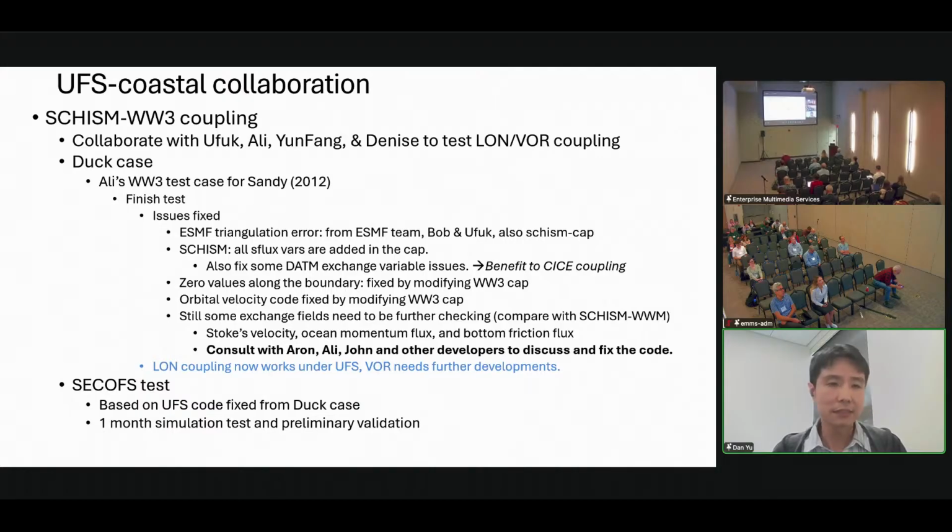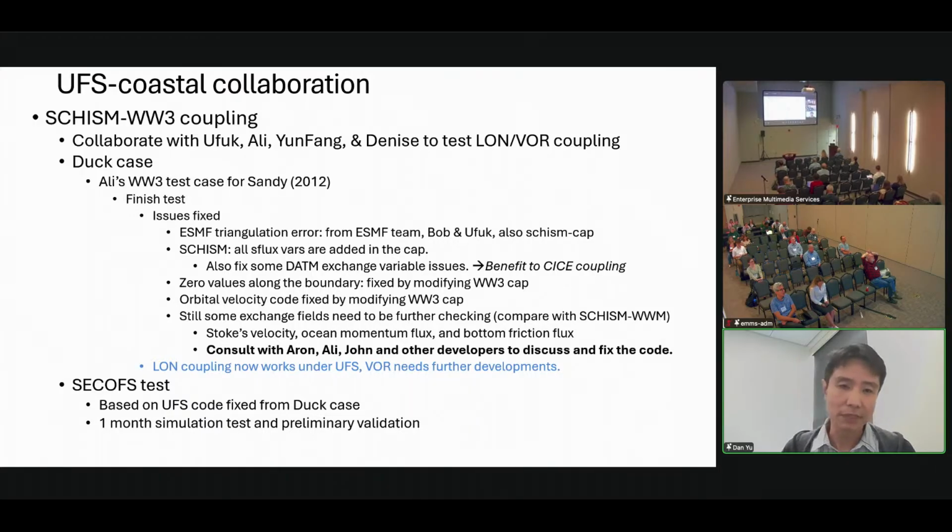And again, this is team effort. I would like to thank Yunfang from UCA, Ali from AMCO, and Yun and Dennis from NOAA for helping me test this coupling. We start from this test case, the Sandy case.